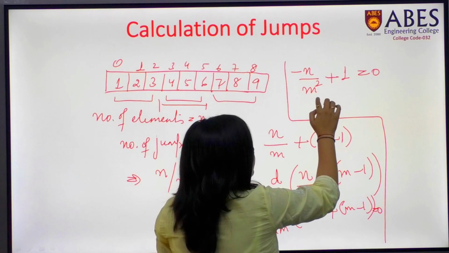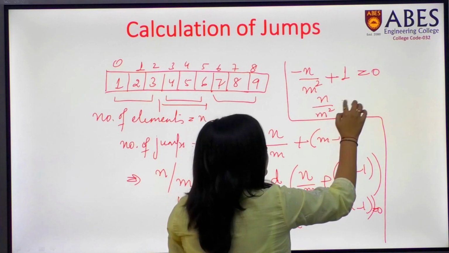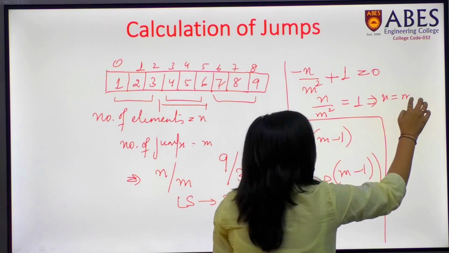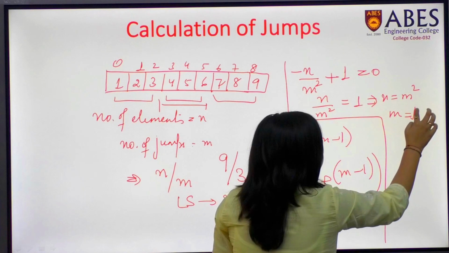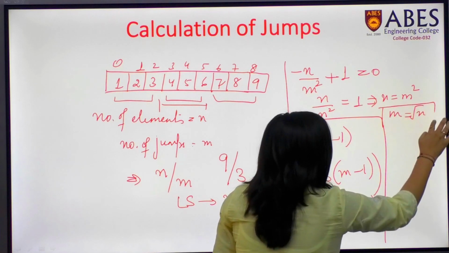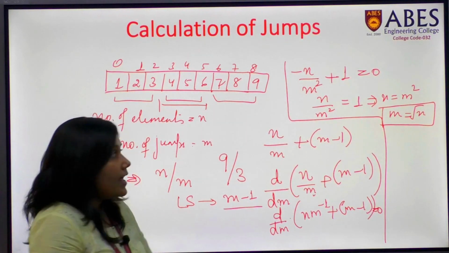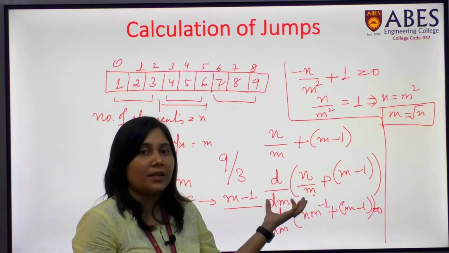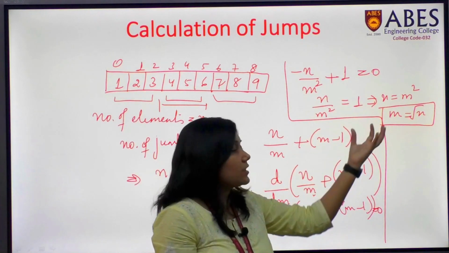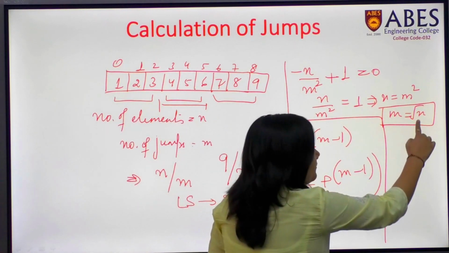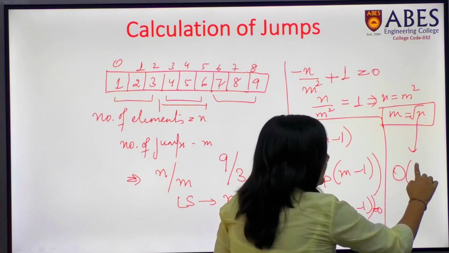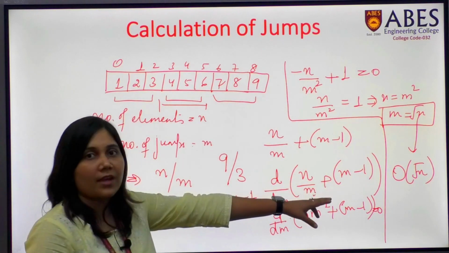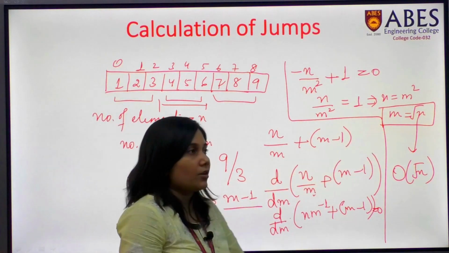It will go to that side. So n by m square equals to 1. Then again if you calculate, it will be like n equals to m square and m equals to under root of n. So this is how you are going to calculate the number of jumps. And this is the way, because we have used differentiation to minimize the time complexity, minimize the number of steps. So in the same way, we will be having the complexity in order of under root of n. So this is the time complexity also we have calculated, and we have calculated number of jumps also.